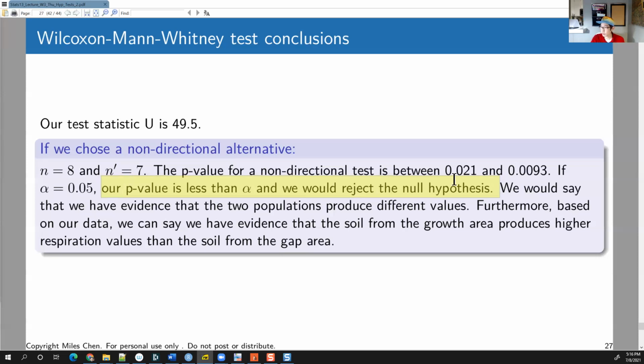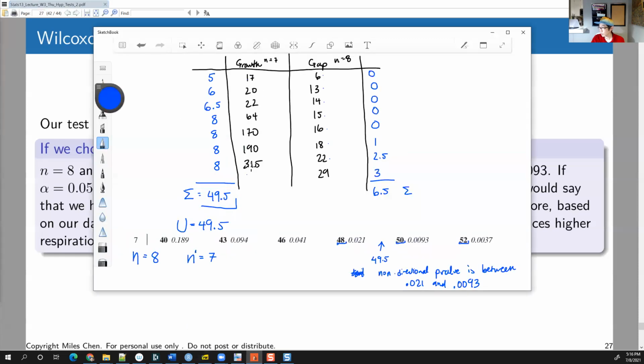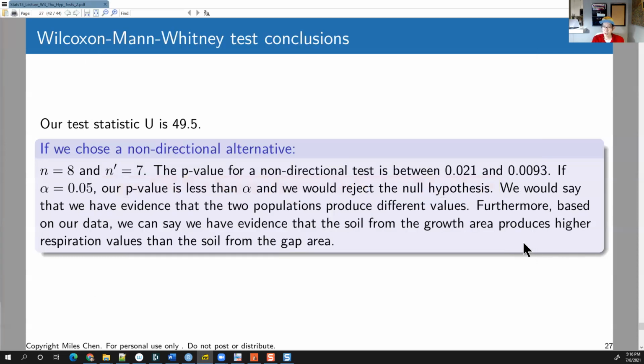And furthermore, based on our data, we're going to say that the growth area produces larger values than the gap area. Just because we come to the conclusion that they're different, and when we look at the data, we can say that the growth area produces values that are greater than the gap area.